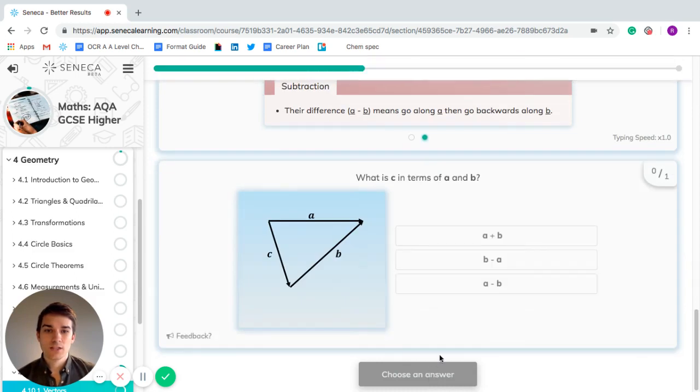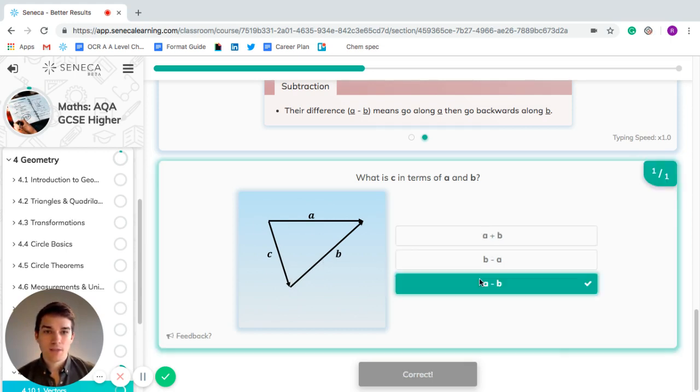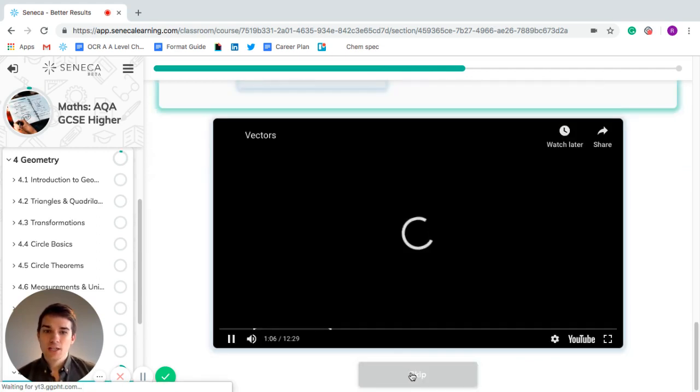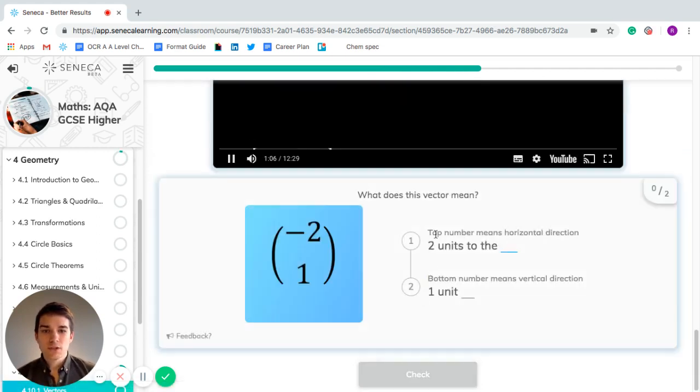Again, let's look at some questions. So, which is C in terms of A and B? So C goes from here to here. So we want to go along A in the positive direction, but then down B in the opposite direction. So the A subtract B. Where's that? There we go. Correct. Doing well here. Again, another video. I'm going to skip that, you can watch in your own time.